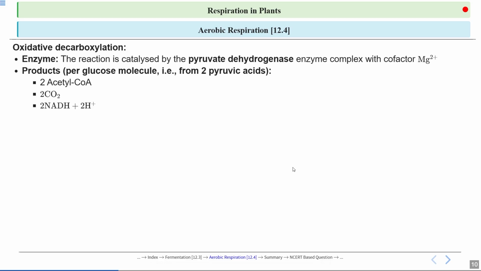Now let's look at the product of this process. So for each glucose molecule, we get 2 acetyl coenzyme A, 2 carbon dioxide and 2 NADH plus 2 hydrogen ions. So these are the products of oxidative decarboxylation. So this comes from 1 glucose molecule, that is from 2 pyruvic acids.